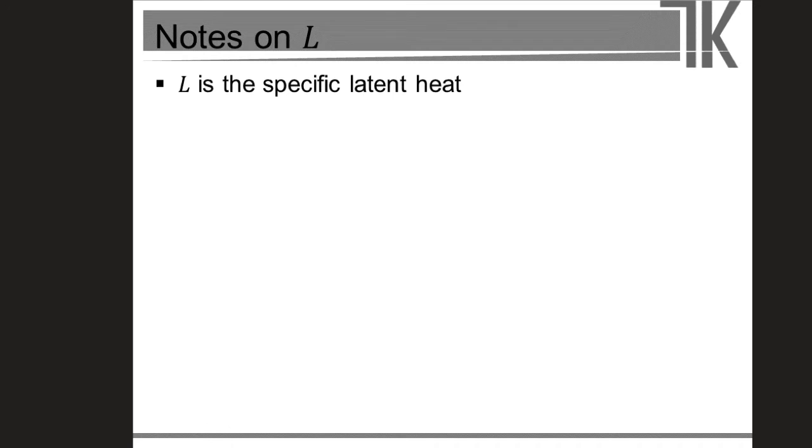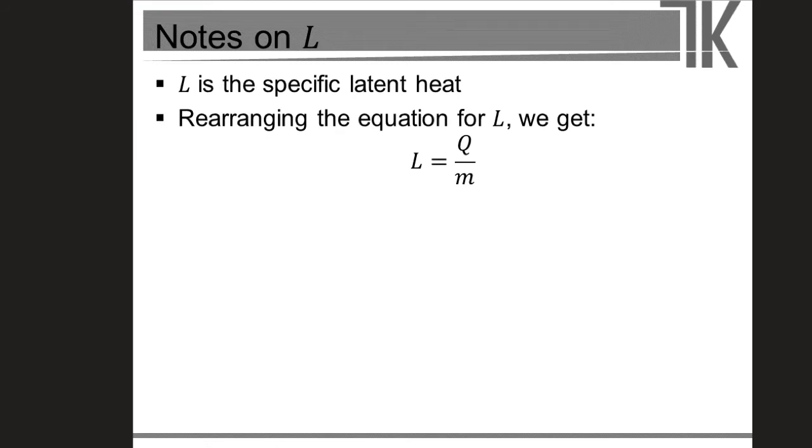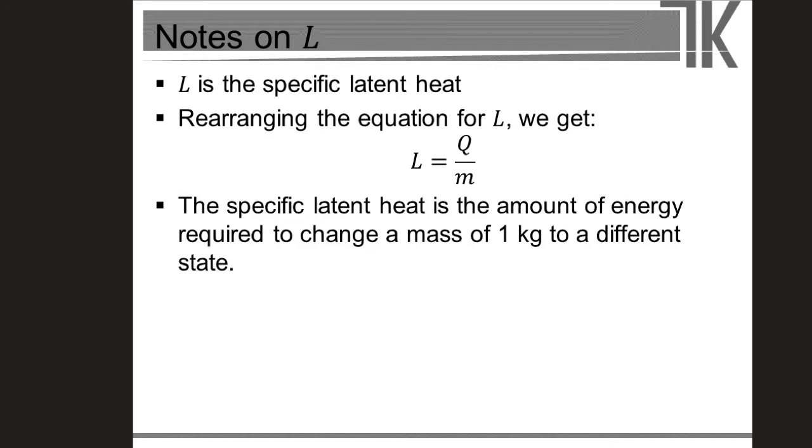That capital L is called the specific latent heat. I want you to take a moment and try to rearrange that equation for capital L. So rearranging the equation, you should get capital L equals Q over M. Now I want you to try to take that equation and turn the math speak into English. So the specific latent heat is the amount of energy required to change a mass of 1 kilogram to a different state.